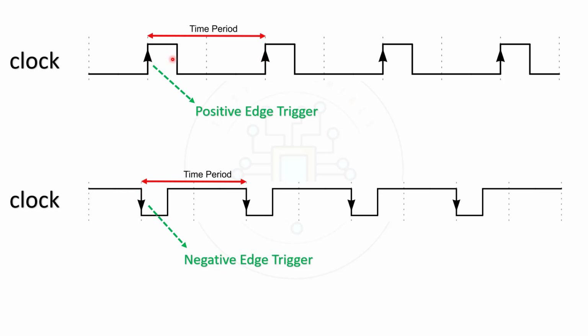And if you see the distance from one positive edge to another positive edge, this duration is called time period. So we have understood what is meant by positive edge trigger, negative edge trigger, and time period. Simply, from one positive edge to another positive edge is called time period. In this particular waveform, one negative edge to another negative edge is also a time period.